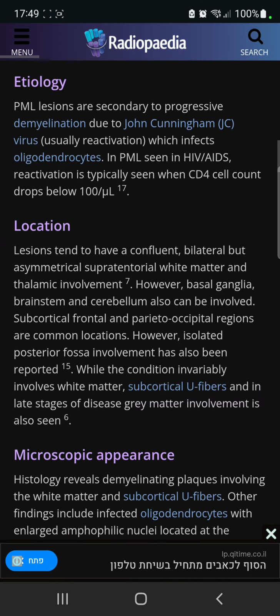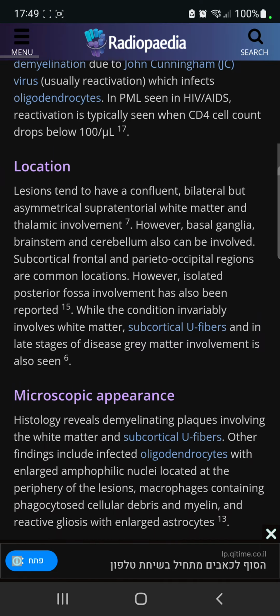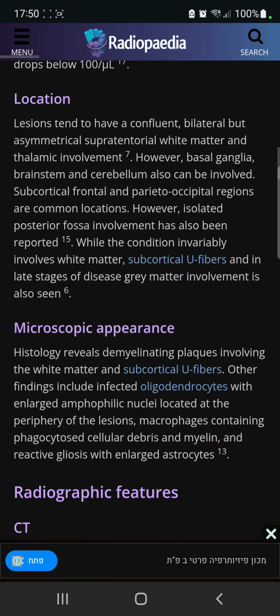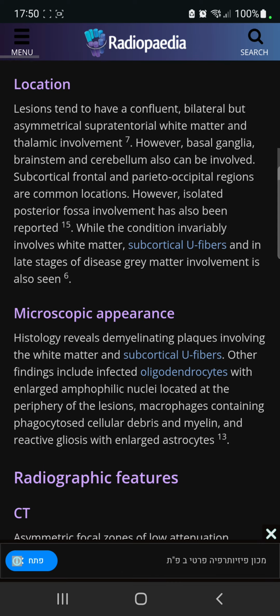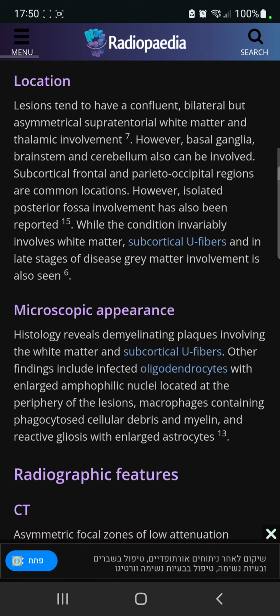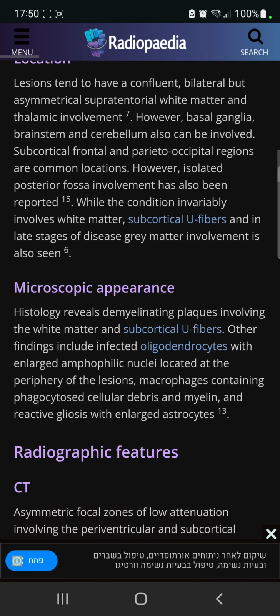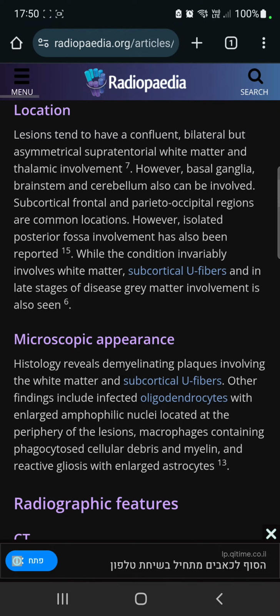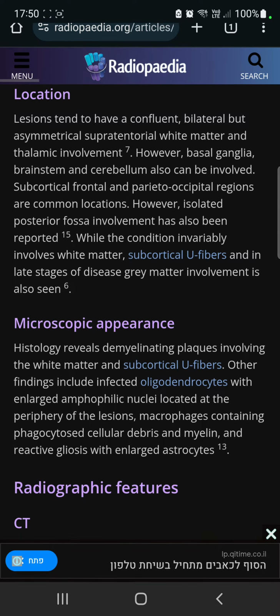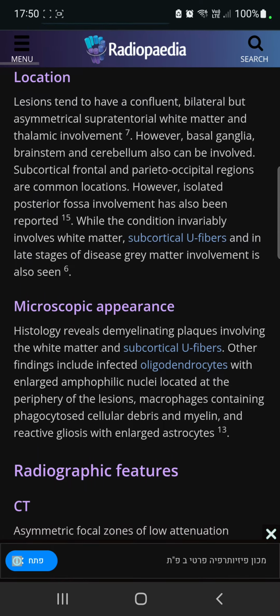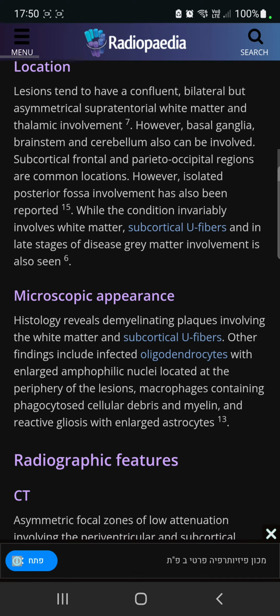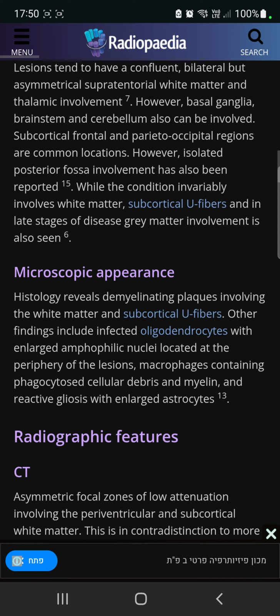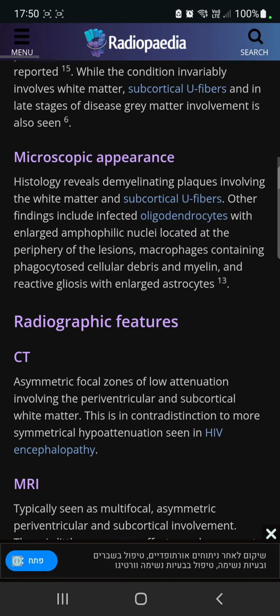Now, in the pathology, you see the JC virus, which infects the oligodendrocyte and causes demyelination. Location: it's asymmetrical, and it's very important to know that it's asymmetrical. It can be in the U fibers that connect the cortex. Subcortical frontal and parieto-occipital regions are common locations, and also other places.